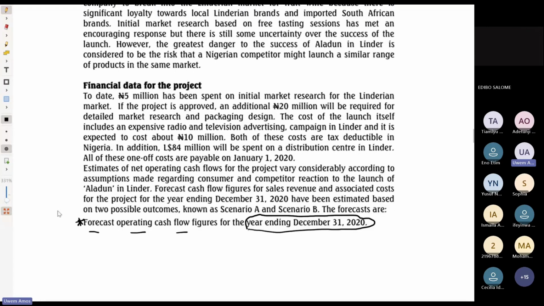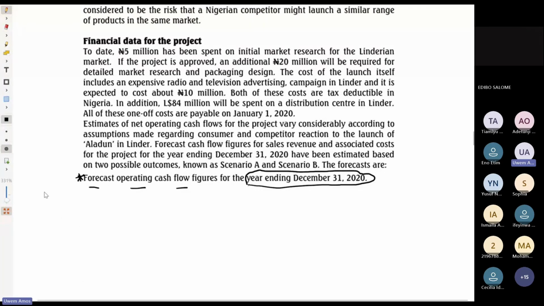The financial data here, let's see if there's anything here that's important to us. It says to date, 5 million has been spent. So that has already been spent. We explained it when we did NPV. That's the sunk cost, it's not relevant. It says if the project is approved, meaning that this has not been spent yet.